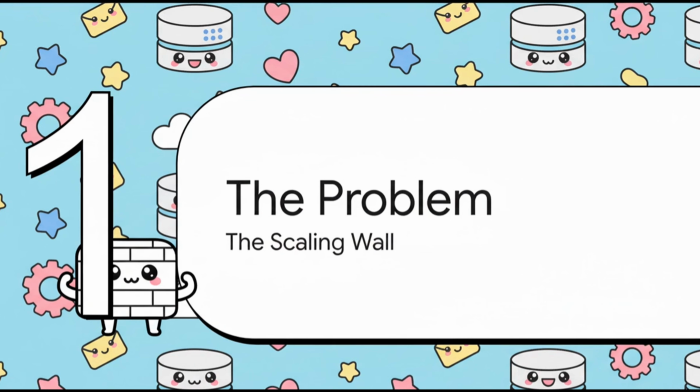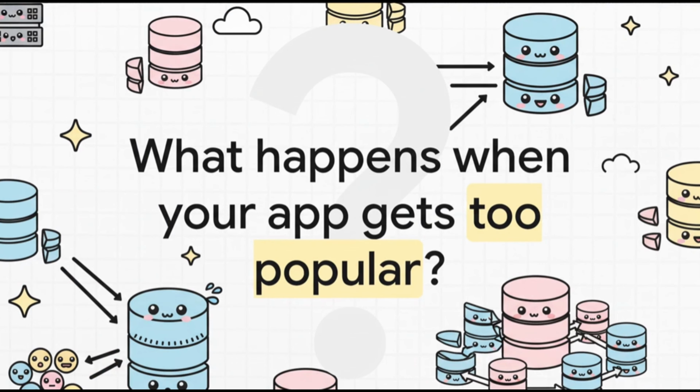All right, so to really get this, we have to start with the problem it's trying to solve. Let's talk about something every successful app eventually slams into: the scaling wall. So just imagine this. Your app blows up. Your user base doubles overnight. That's amazing, right? But in the background, your single, trusty database starts to groan. It's creaking under the pressure of all those new reads and writes. Suddenly, everything's grinding to a halt. Queries are timing out, and the user experience just tanks.